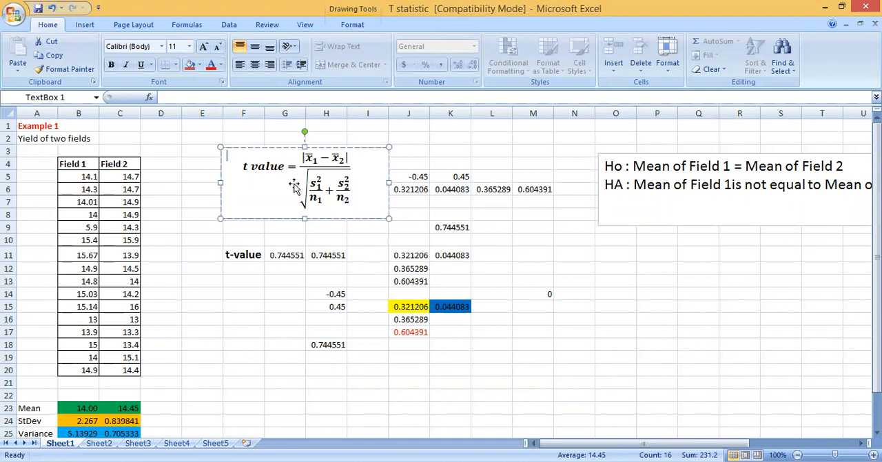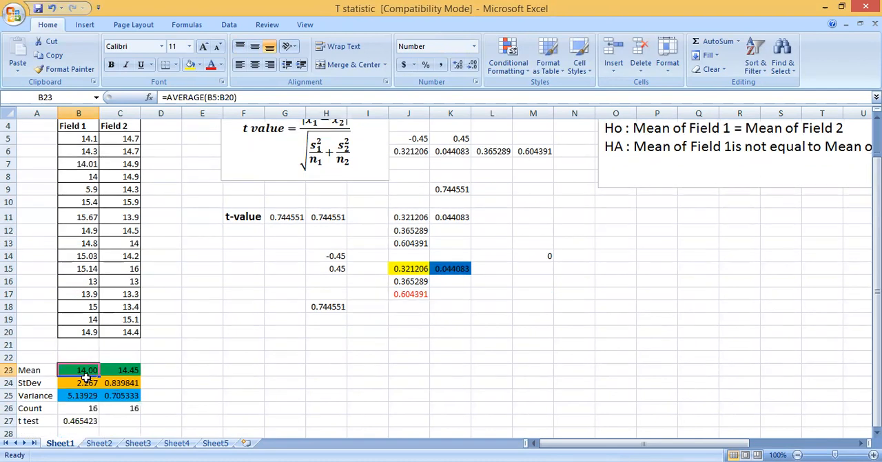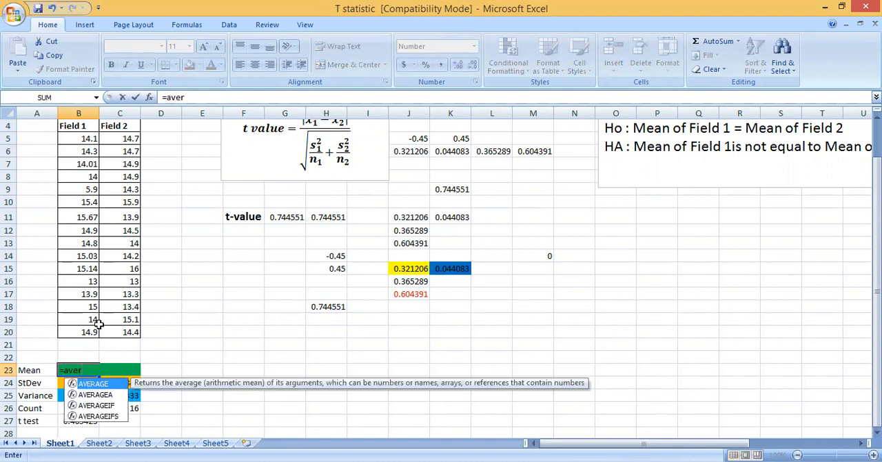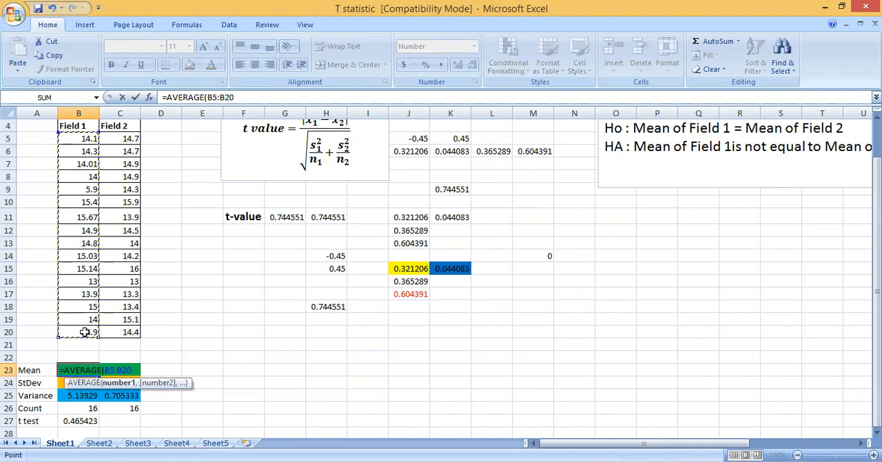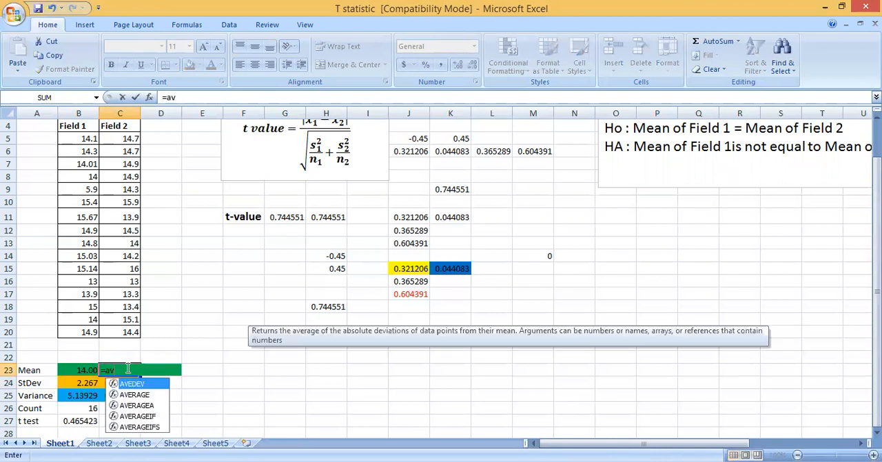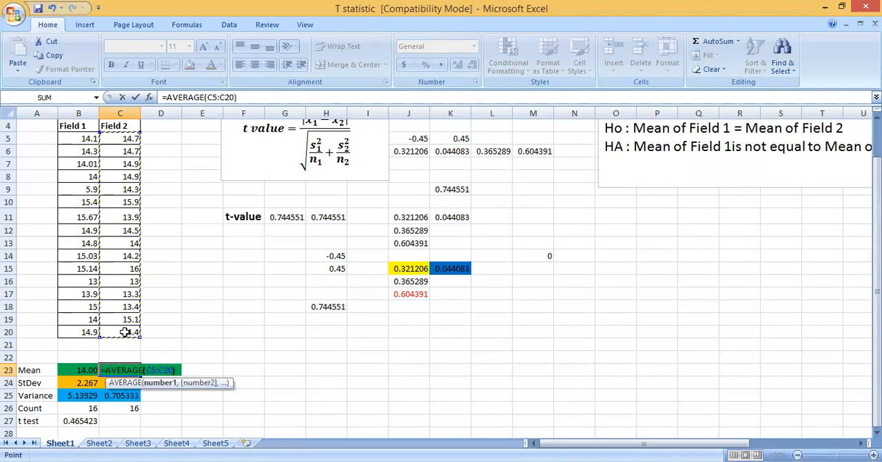Following this formula, we first have to calculate the mean of these values. The mean is calculated with the average function. So this way, 14 is the mean of field 1, and here again we use average, double click here, and you have this.